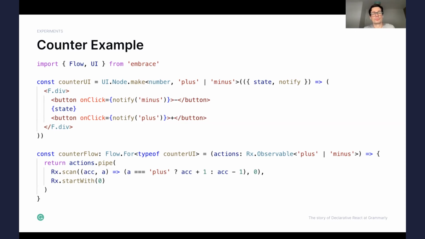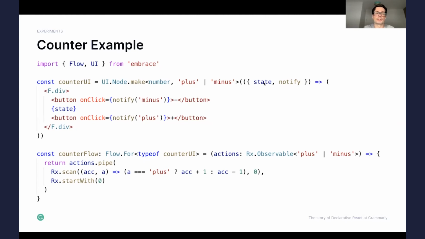Well, you need to do two things, a flow and a UI. So UI is a UI node. Node is a special type of part that doesn't have those slots that we didn't mention before, but it's basically the simplest UI part that you can create. So we define the UI part by saying a UI node, by defining the type of its state, which is a number. So the state of the counter is a number, and then the state of the actions. So a counter as a UI part can emit two types of actions, plus or minus. So one of those actions can be emitted.